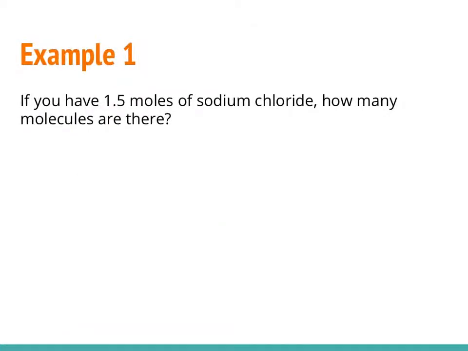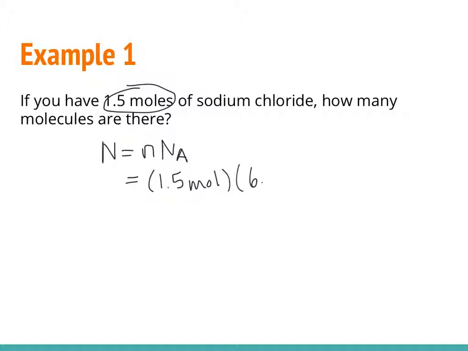Let's look at some examples then to use this formula. Our first example says if we have 1.5 moles of sodium chloride, how many molecules are there? So for this one, we're solving for the number of molecules, or big N. The formula we're going to use is big N is equal to little n times Avogadro's constant. So we know little n is the number of moles. In this problem, it's given as 1.5 moles. And Avogadro's constant is 6.02 times 10 to the 23.